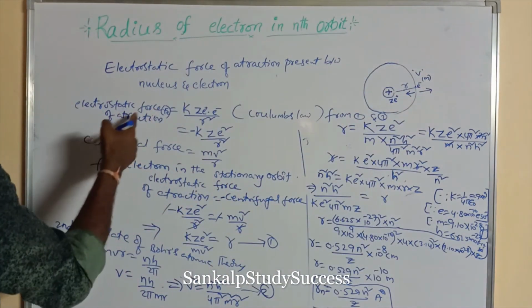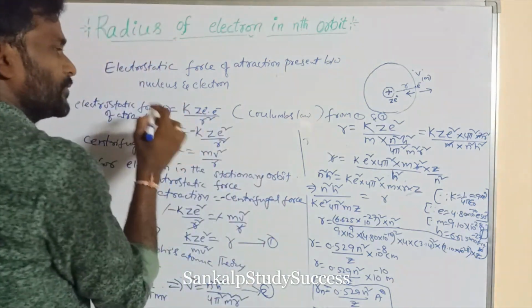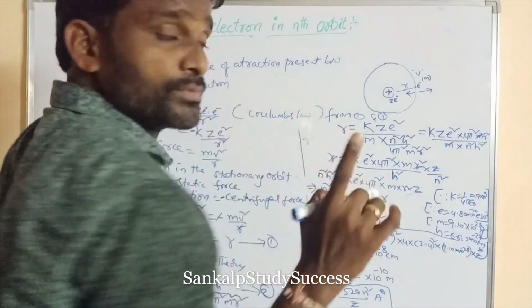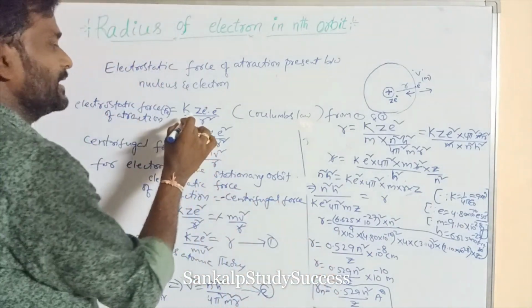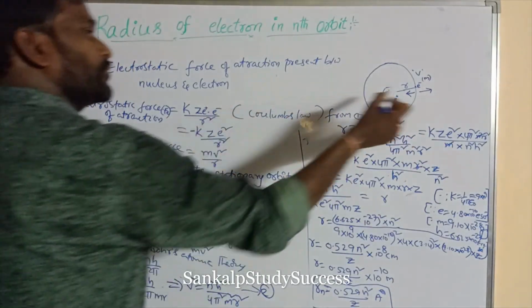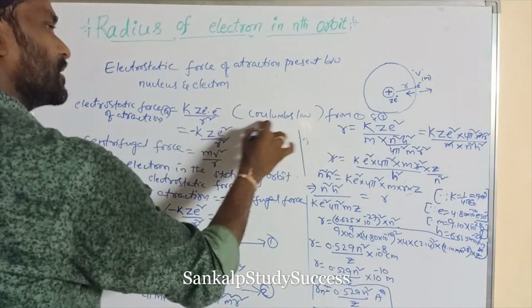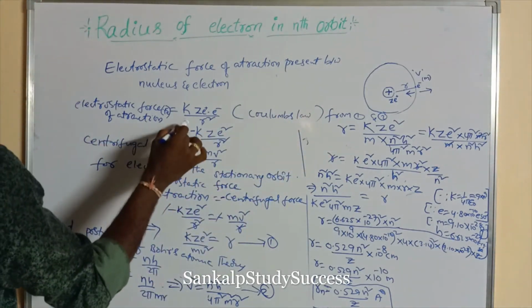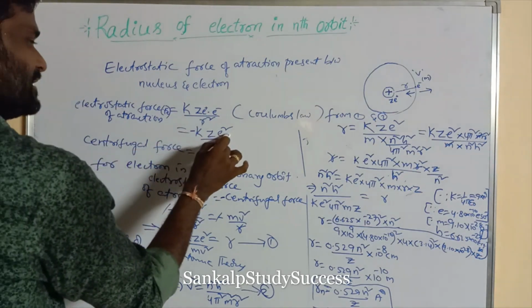So that electrostatic force of attraction is equal to Fe, according to Coulomb's law, F is equal to K into Q1 Q2 by R square. So K into Q1, its charge Ze plus, into Q2, e minus, by R square, right? This is the Coulomb's law. Now, K Z e square by R square.